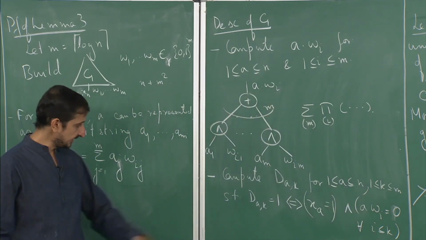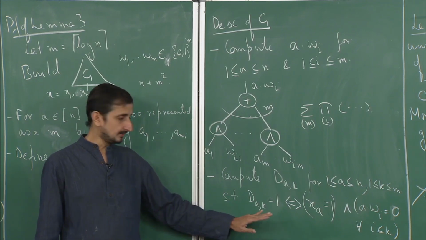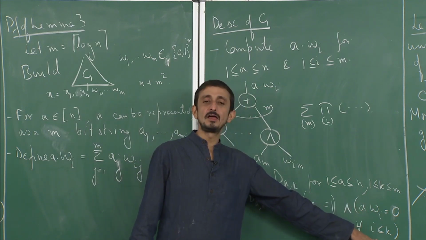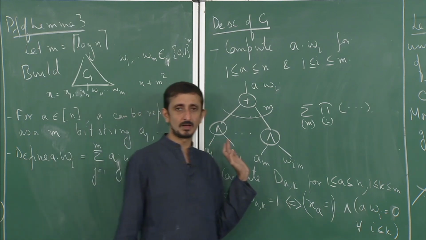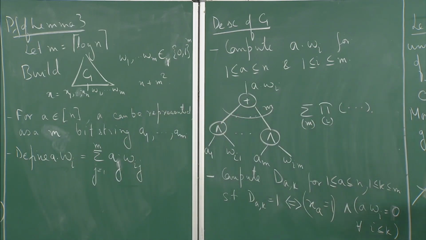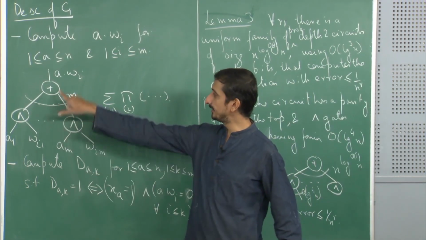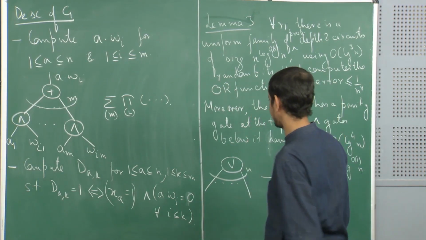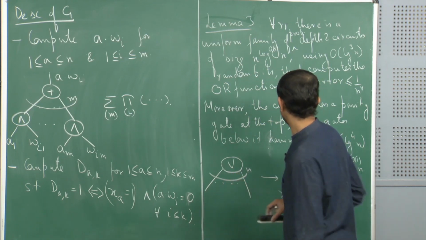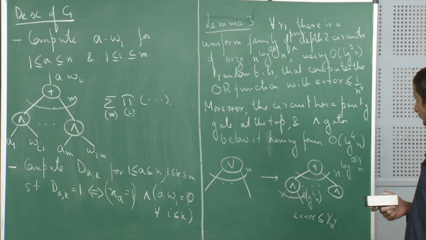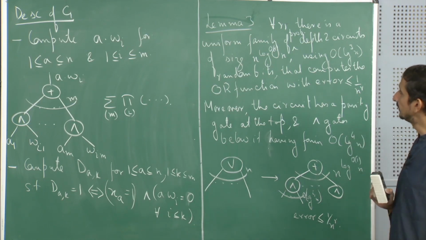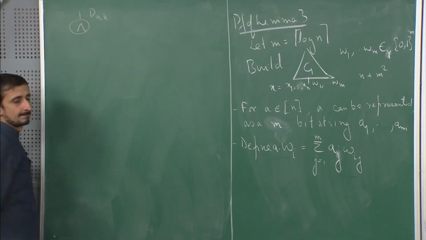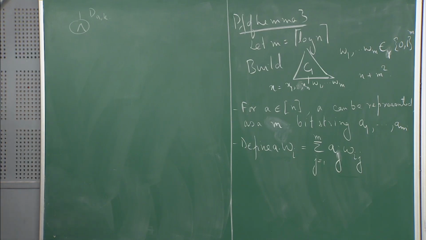Okay. So I am defining a predicate over here, a predicate D_AK. D_AK is equal to 1 if X_A is equal to 1 and A dot W_i is equal to 0 for all i up to k, and it is equal to 0 otherwise. So if one of them is not satisfied, it will be equal to 0. How can I compute D_AK using these outputs now? Let me just preserve this lemma for the time being. So what will D_AK take as input?